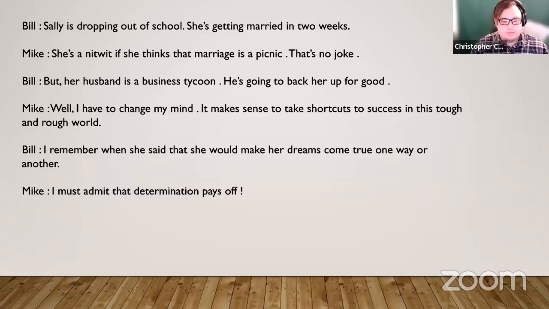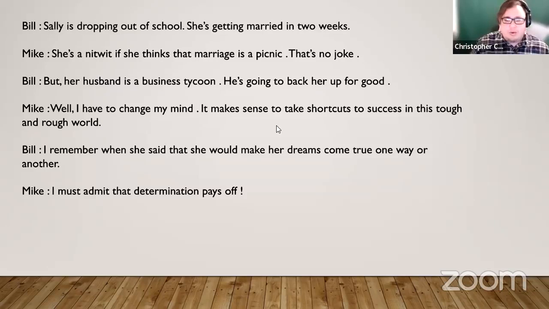Yes. Others, I know the meanings of some of the words. So what do you think this whole thing is talking about? They are talking about how Sally is getting married. This is the conversation between Bill and Mike talking about her. And they think in the beginning it was a bad idea. Cool, thank you.